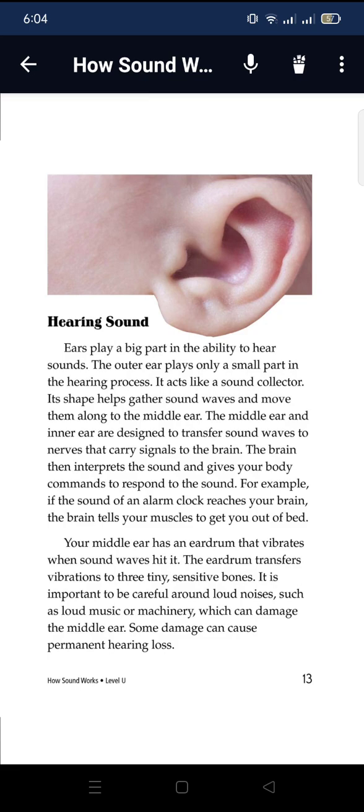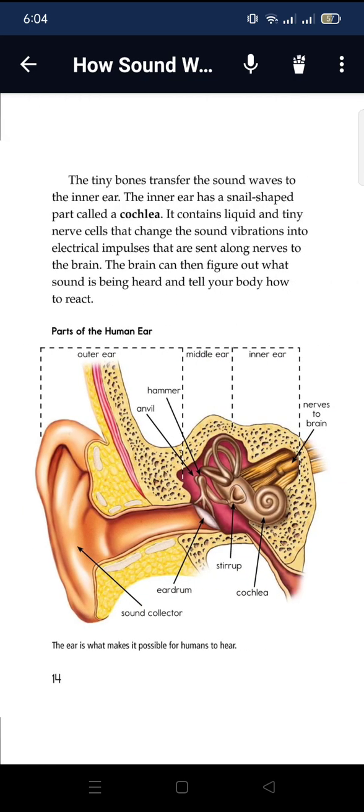The middle ear has an eardrum that vibrates when sound waves hit it. The eardrum transfers the vibration to tiny, sensitive bones. It is important to be careful around loud noises, such as loud music or motors, which can damage the middle ear. Some damage can cause permanent hearing loss.